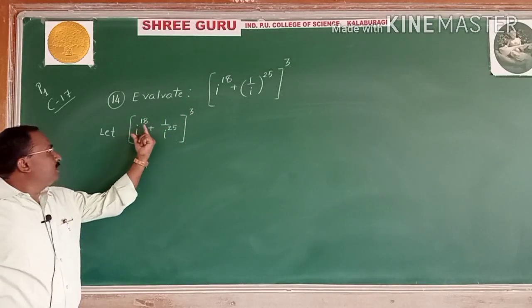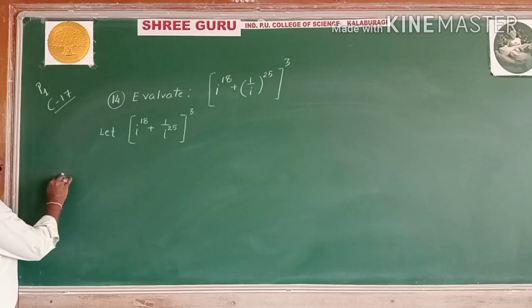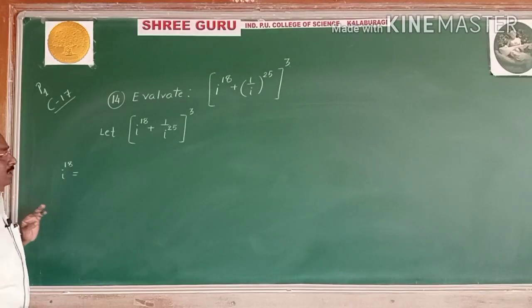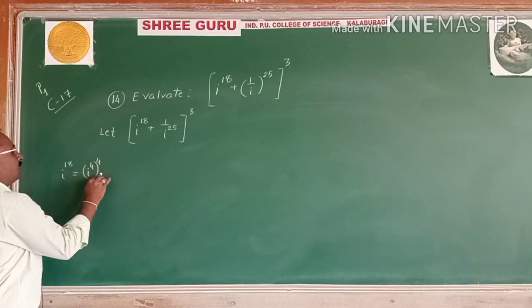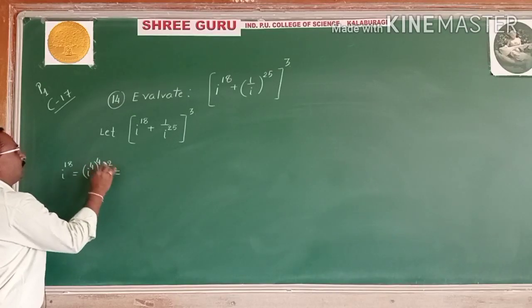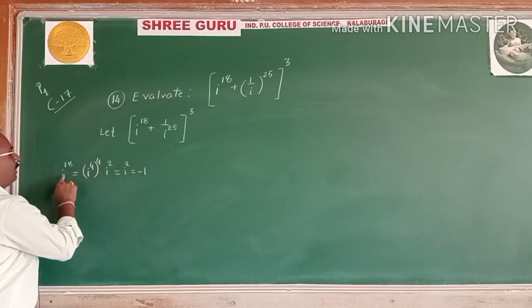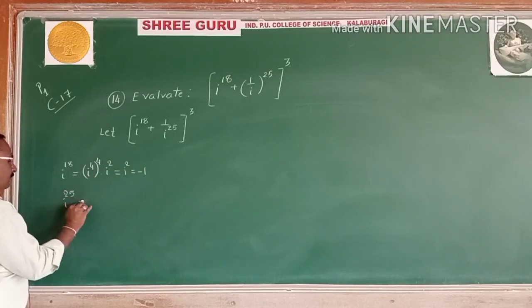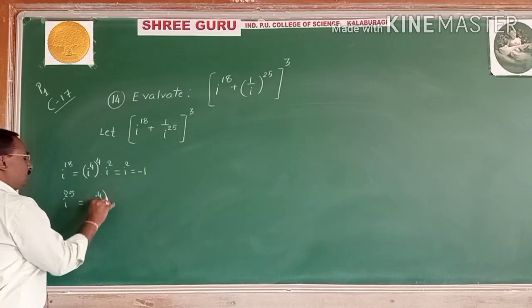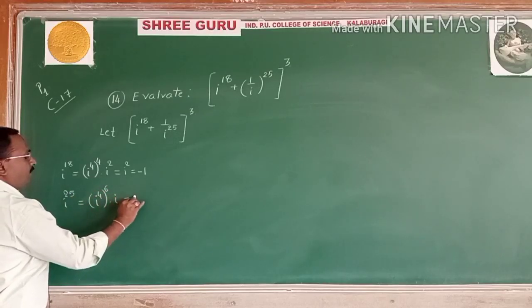Here, this is biggest, can be converted to smallest. Do you know that i power 18 can be expressed in any i power? Express as i power 4. 4 4s are 16. Remainder is 2. This is always 1. Remaining only i square. I square value is minus 1. So i power 18 is minus 1. I power 25 is equal to 4 6s are 24. Remainder is 1. This value always is 1. Remaining is i.